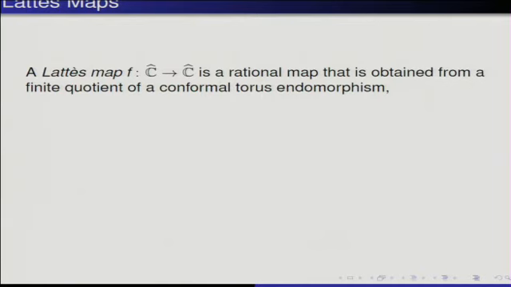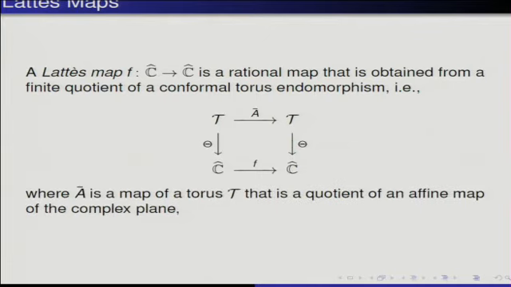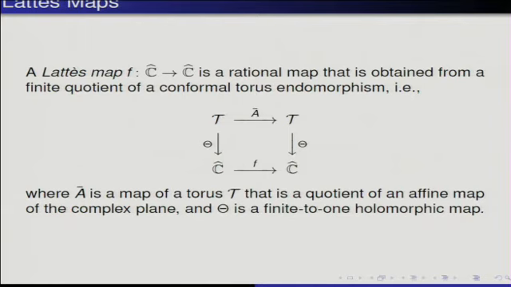A Lattès map is a rational map obtained from a finite quotient of a torus endomorphism. We want it to satisfy the following commutative diagram, where T is a torus, A bar is a quotient of an affine map of the complex plane, and theta is a finite-to-one holomorphic map. For example, theta can be thought of as a Weierstrass P function.